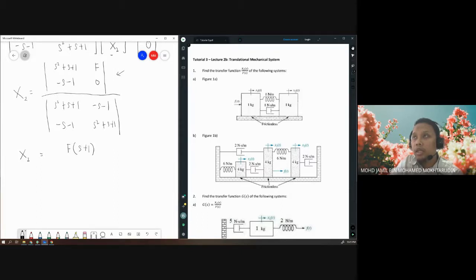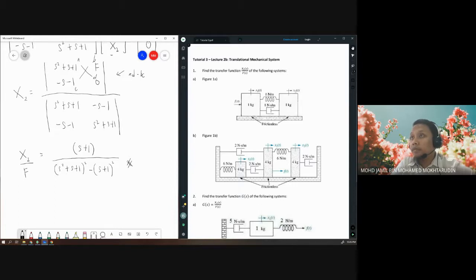you get f times s plus 1. It's AD minus BC, okay? So you need to go back to your matrix determinant notes. So AD minus BC, you get f times s plus 1. And then the bottom one, you can just write in bracket. You don't need to expand. Here we have f, so you can bring this f over to the other side. So x2 over f equals this. Okay, so this is the final answer.